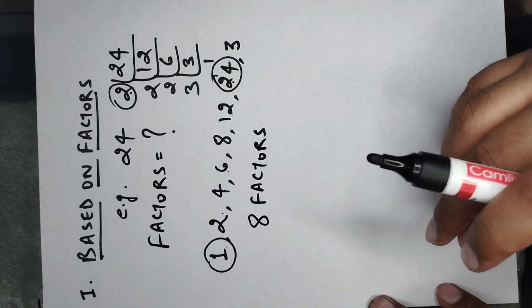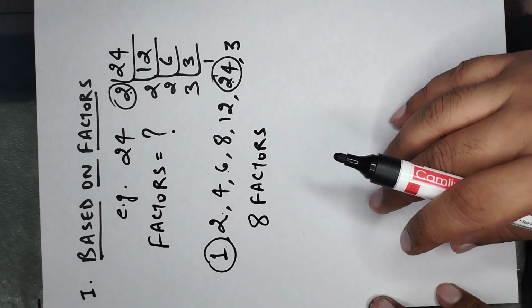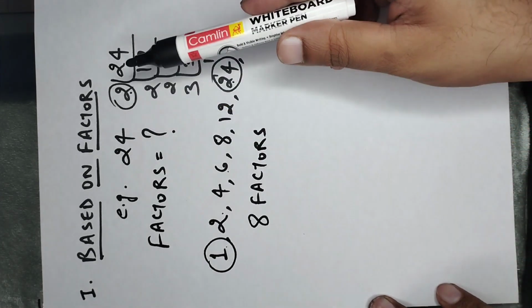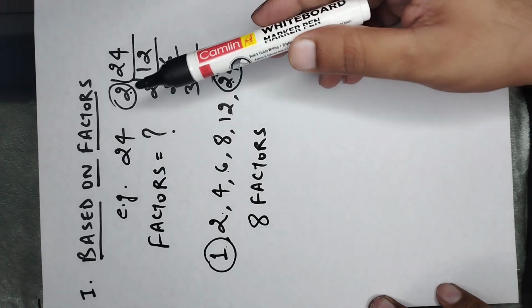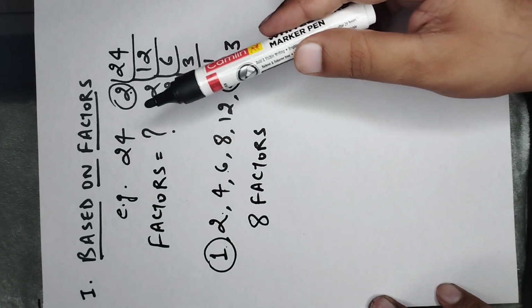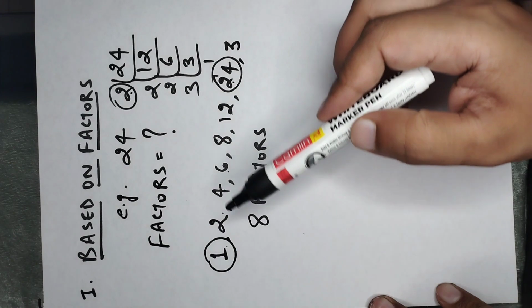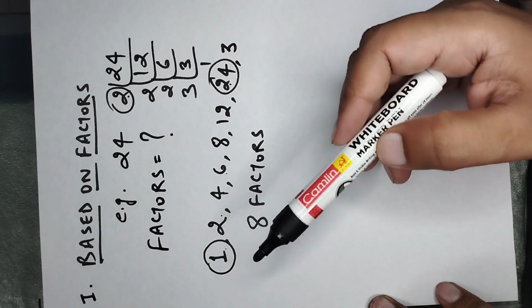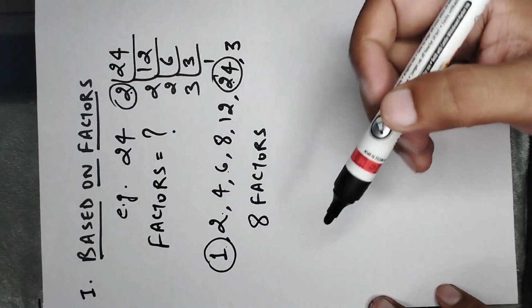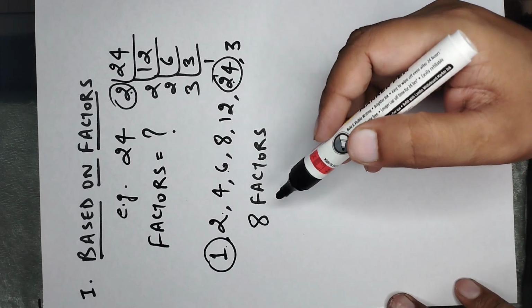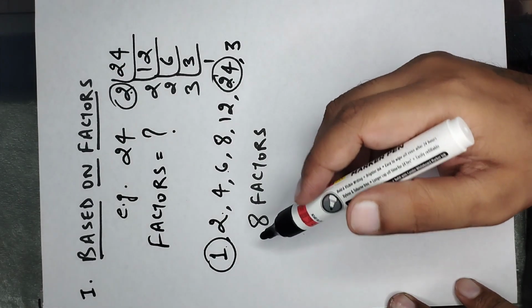Now what is the short method of finding the number of factors? If the number is bigger than 24, let us say of 3 digits or 4 digits, every time it is not possible to factorize the number like this and then find the number of factors. So the way of finding the number of factors is, just see this very carefully.